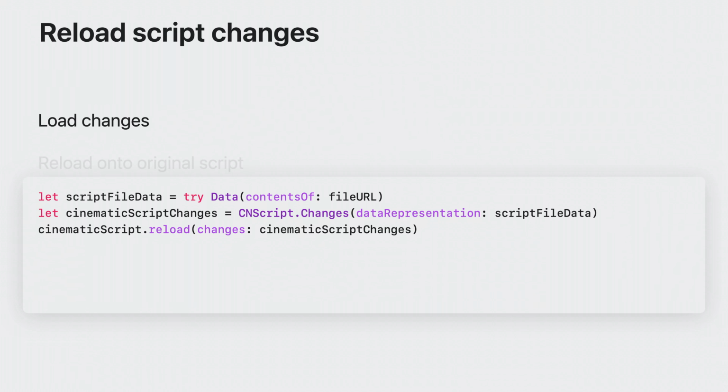Loading script changes is done in 3 equally easy steps. I get the binary data from the data file, unpack the script changes, and reload the changes into the cinematic script. Changes can also be loaded simultaneously with the original script. So that's how we can edit and render and save and load the cinematic script changes.